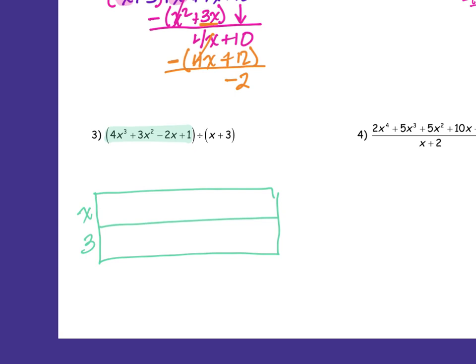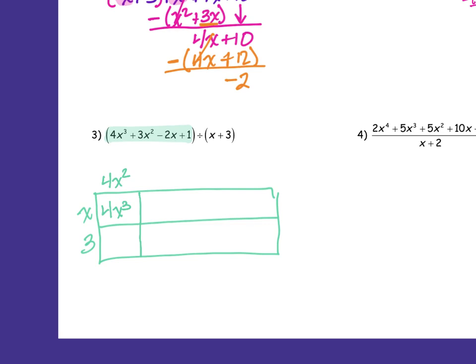So I need the other number that I'm multiplying by. That's basically what division is, right? So I know that in my multiplication table this first box should be 4x cubed. So now I'm just going to work backwards. What do I multiply x by to get 4x cubed? That would be 4x squared. Okay?